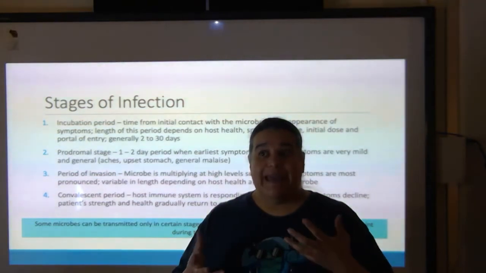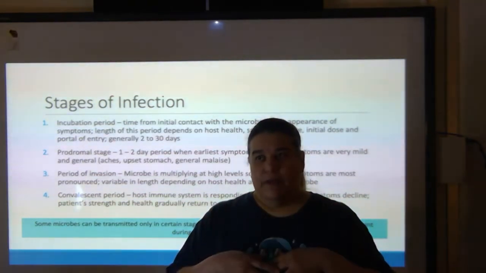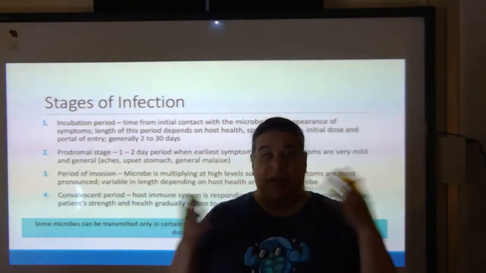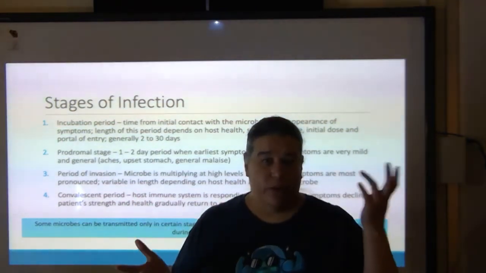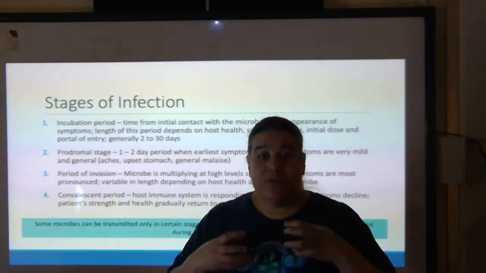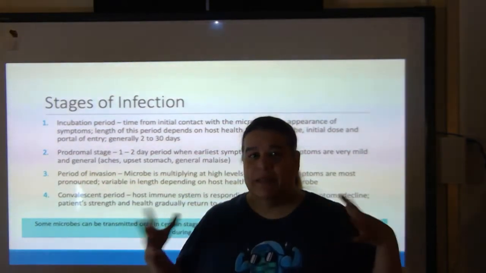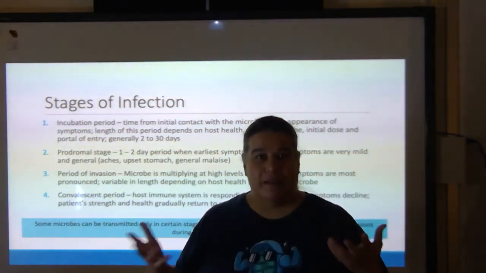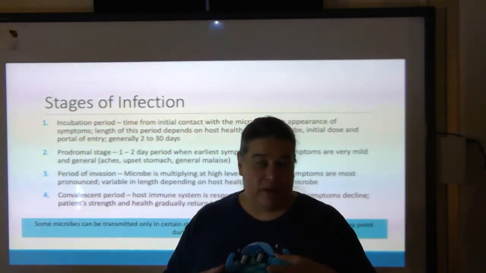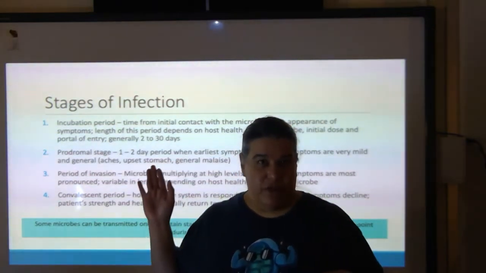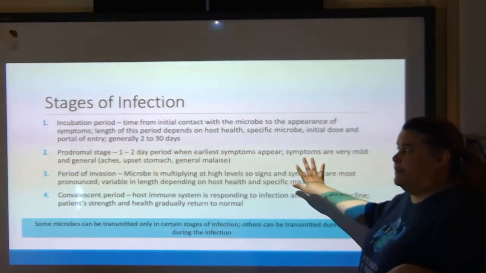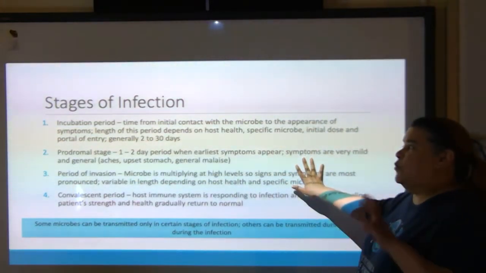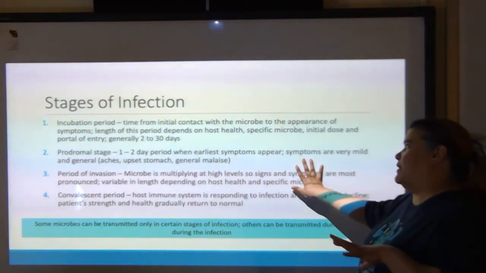If you get 1,000 gonorrhea microbes, those 1,000 need to replicate in order for you to feel it. It's not enough just to have that 1,000. That's the incubation period. The prodromal stage, a 1 to 2 day period where the earliest symptoms appear.